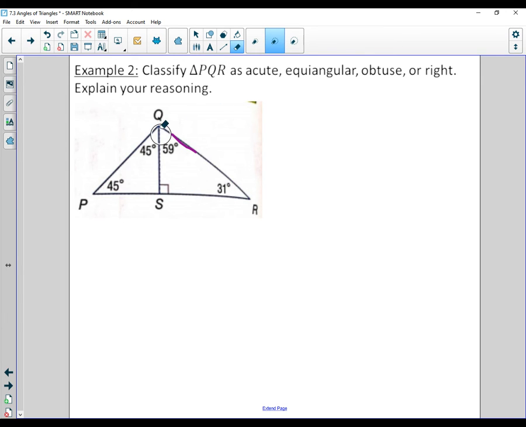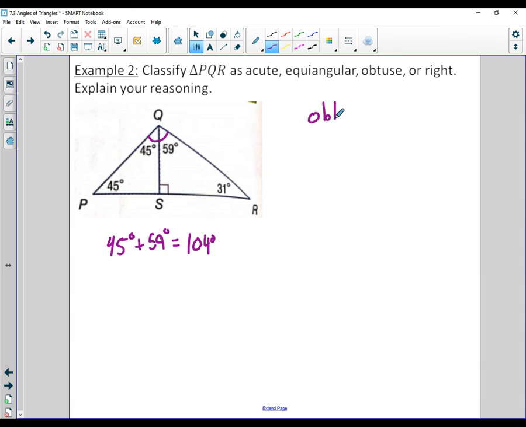Well, at first, you might want to say acute because you don't see any angles that are greater than 90 degrees, but this angle Q is this whole thing here, which is 45 degrees plus 59 degrees, which is 104, right? So since that's 104 degrees, that means this is going to be an obtuse triangle, since it has an angle that is greater than 90 degrees.